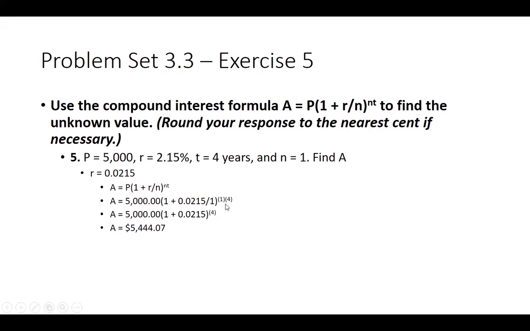Start with the exponent. 1 times 4 is just 4. Then our division. 0.0215 divided by 1 is just 0.0215. Add 1 to that and you get 1.0215. Raise that to the 4th power. Leave that in the calculator. Multiply by 5,000 and you get $5,444.07 after rounding to the nearest cent.